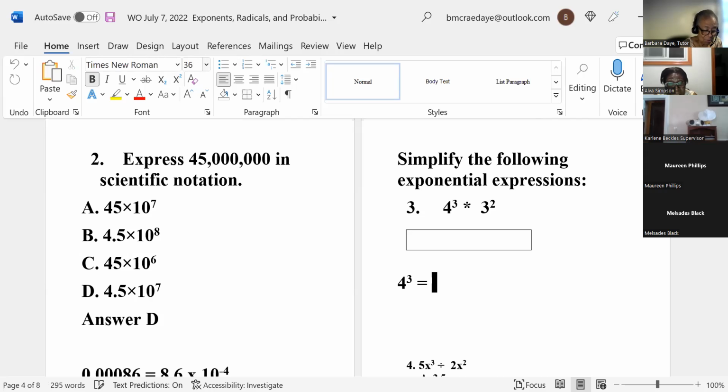Yes, so this is equal to 4 times 4 times 4. What is 4 times 4 times 4, Alva? Mental math. 4 times 4 multiplied by 4. 16, 32? No, what's 4 times 4? 4 multiplied by 4 is 16. And what's 16 times 4?